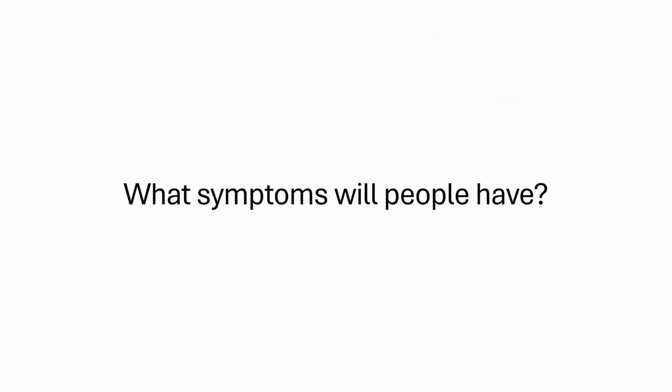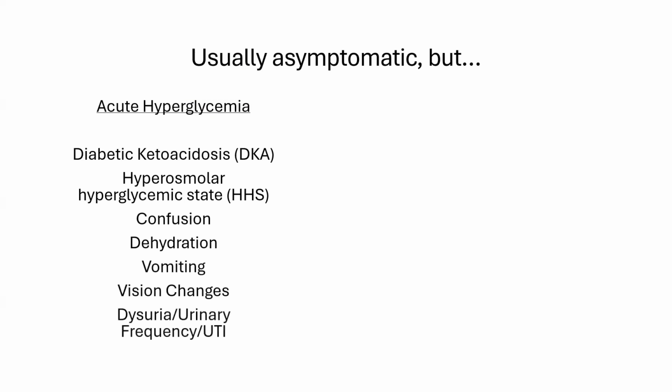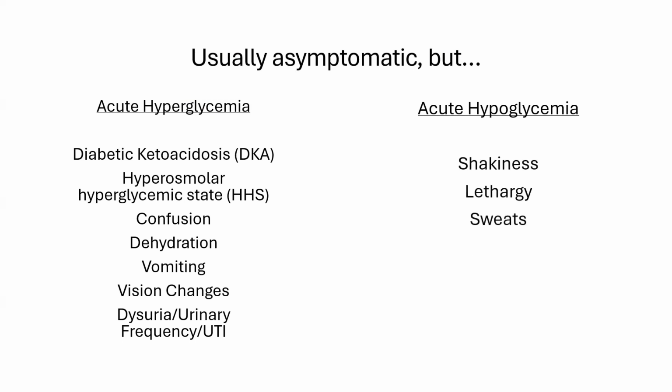What symptoms will people have? Well, usually they're asymptomatic, but in cases where they have acute hyperglycemia, they may develop diabetic ketoacidosis or DKA or hyperosmolar hyperglycemic state or HHS. In these settings, they may have confusion, dehydration, vomiting, vision changes, and dysuria, urinary frequency, or UTIs. When someone has acute hypoglycemia, where their blood sugar is very low, they may present with shakiness, lethargy, sweats, or confusion.